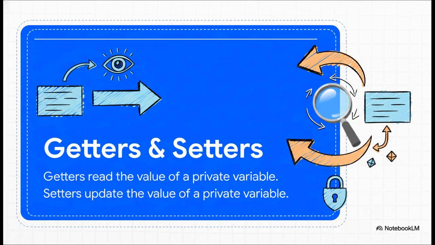A getter's job is super simple. It just lets other parts of the code read a value. A setter's job is to let them update that value, but, and this is the key part, it's on your terms. They act like a secure checkpoint for every single interaction with your data.